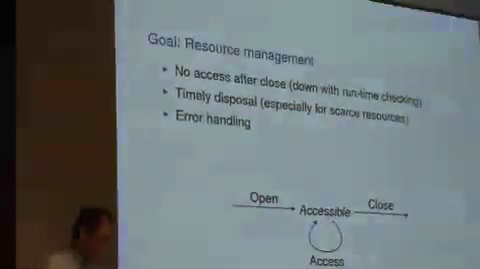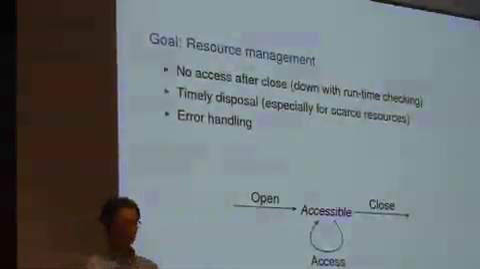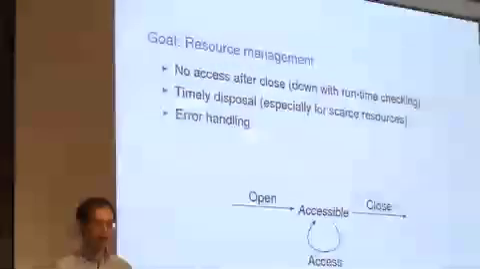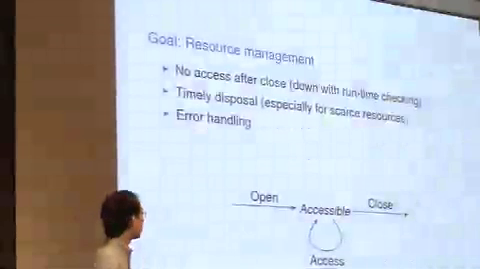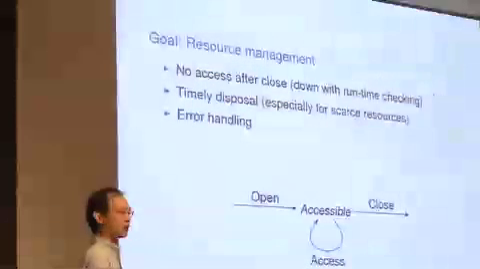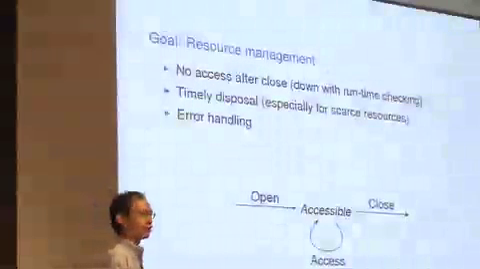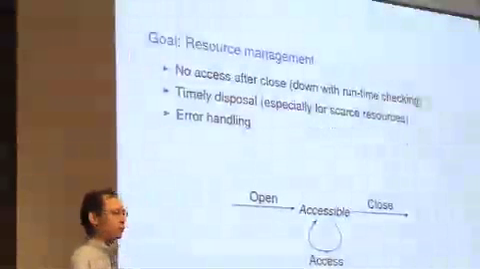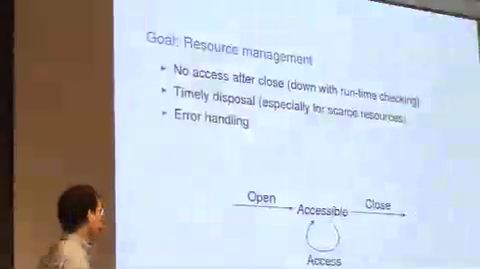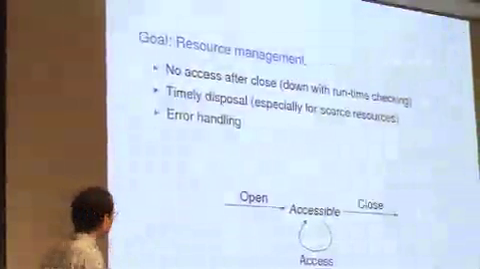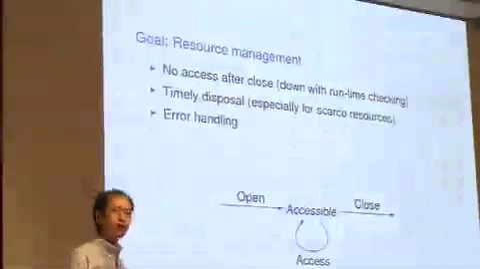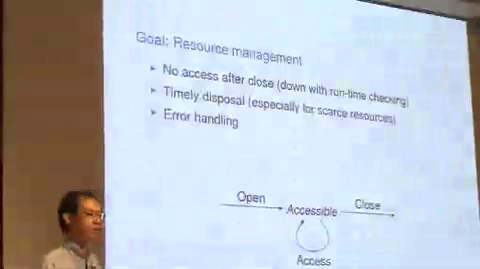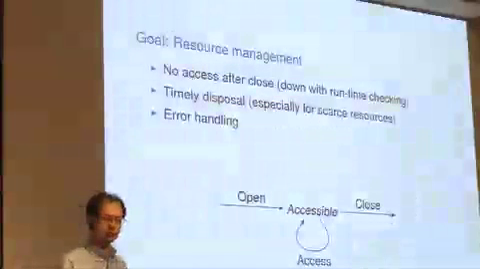So the kind of properties that we want to ensure, either by dynamic checking or static checking or a combination of both, is that first, after you close the file handle, you don't try to say read or write the file again. And we would like to minimize the amount of runtime checking that we have to perform to achieve that. Another thing we want is to close the file handle as early as possible, ideally right when we don't need to access the file anymore.